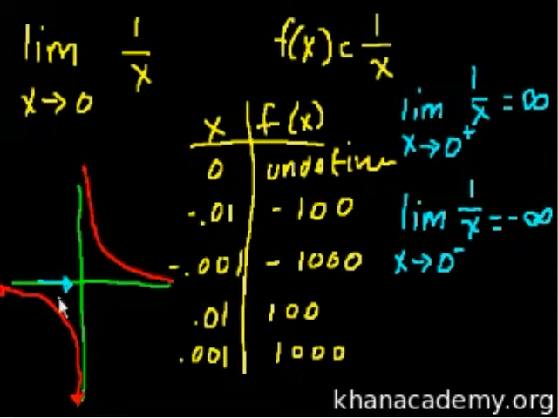So since I'm approaching a different value when I approach from one side or the other, this limit is actually undefined. I mean, we could say that from the positive side it's positive infinity, or from the negative side it's negative infinity. But they have to equal the same thing for this limit to be defined. So this is equal to undefined.